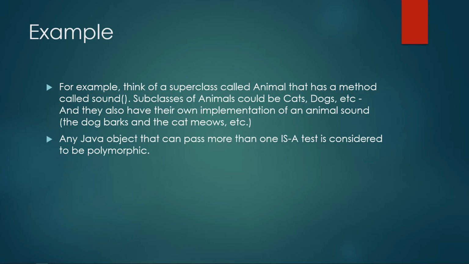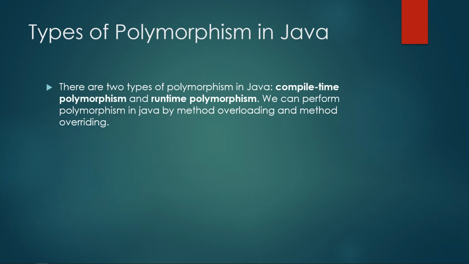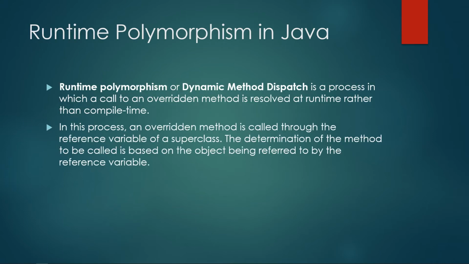So moving on, there are two types of polymorphism in Java: compile time polymorphism and runtime polymorphism. We can perform polymorphism in Java by method overloading and method overriding. So let's take a quick look at what is runtime polymorphism in Java.